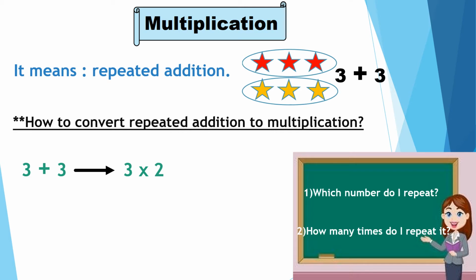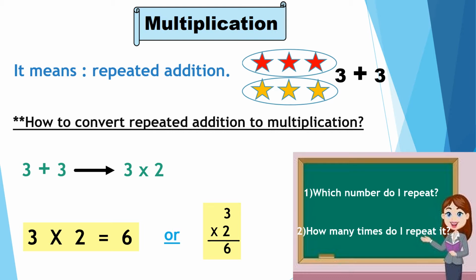We will read this equation like this: 3 times 2, because 3 is repeated 2 times. And we can write it in a horizontal way or in a vertical way like this. 3 times 2 equals 6, and here also 3 times 2 equals 6.